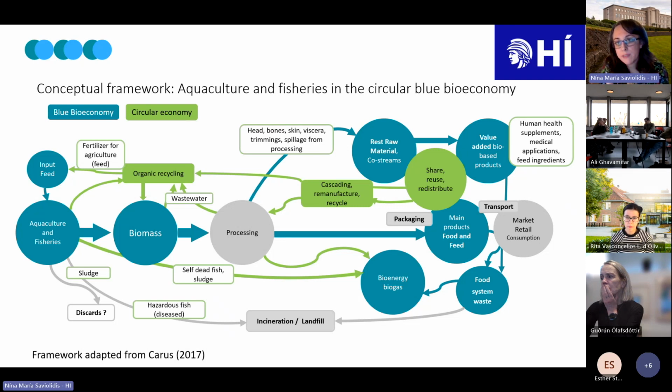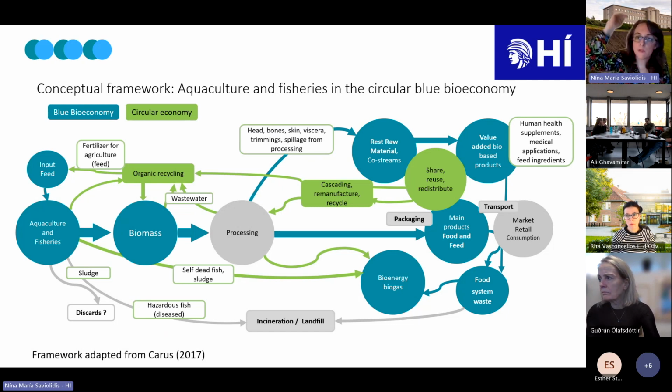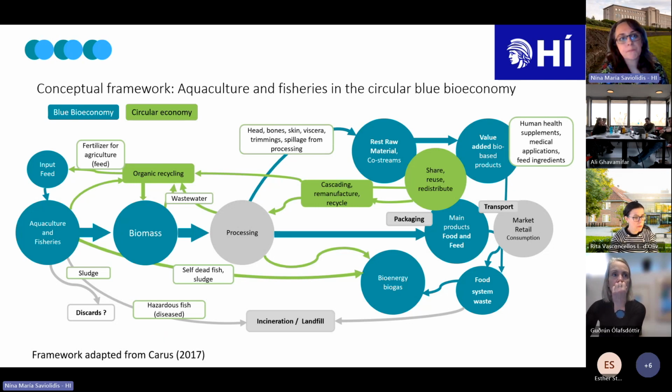What sort of products are we talking about? Or what sort of rest raw material are we talking about when we're talking about fish? So of course we're talking about heads and bones and skins and viscera and trimmings and so on. And what sort of applications are we talking about? We're talking about the value pyramid. You start with the most valuable in terms of profit categories, which is pharmaceutical applications, down to feed ingredients, which you use to feed into, for example, aquaculture. And then you have other applications, which could be fertilizers and composting. And then you have sludge that often just goes into energy production.